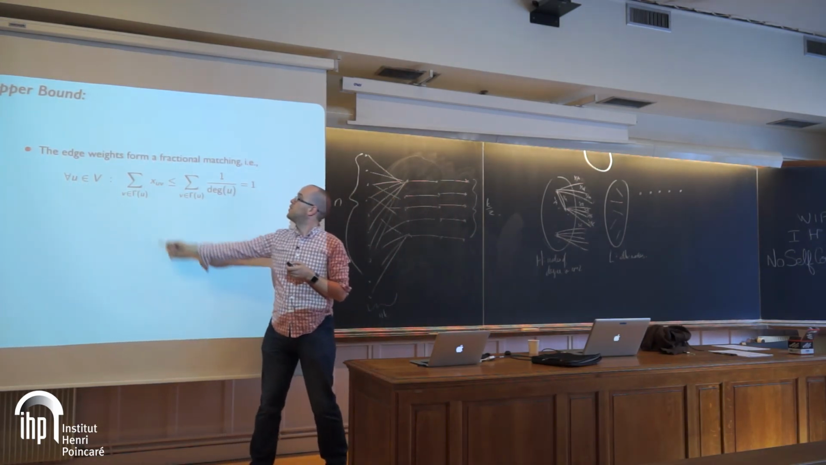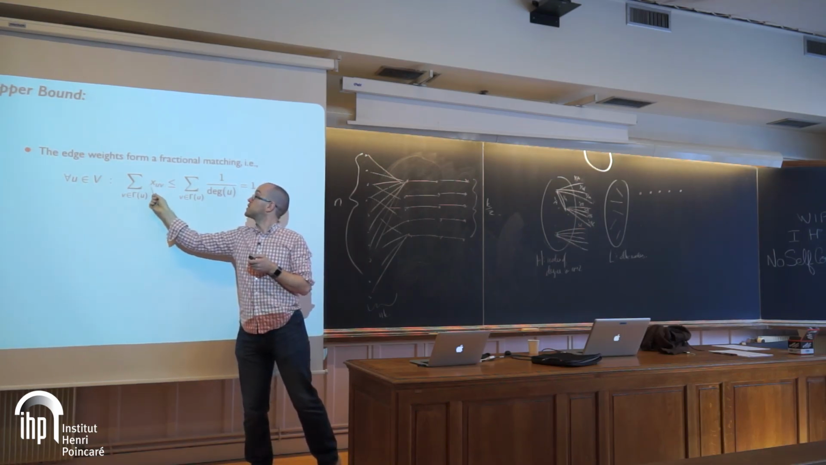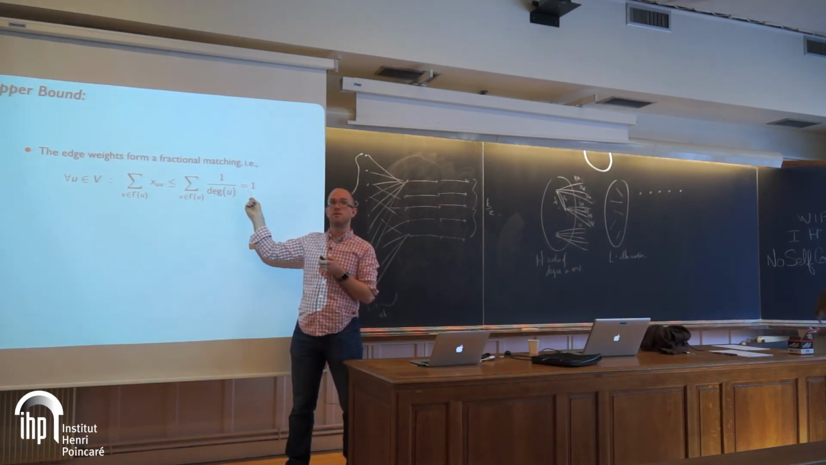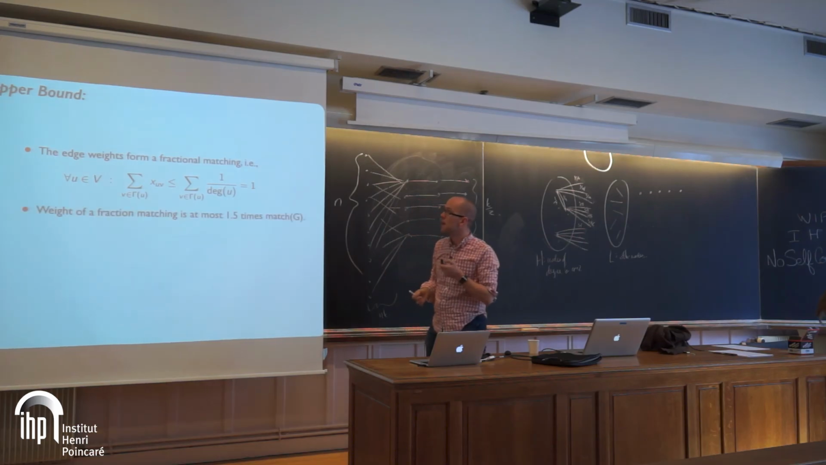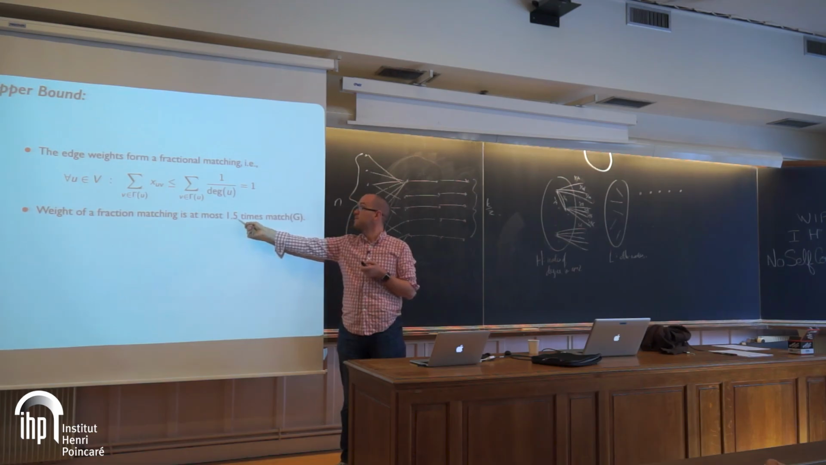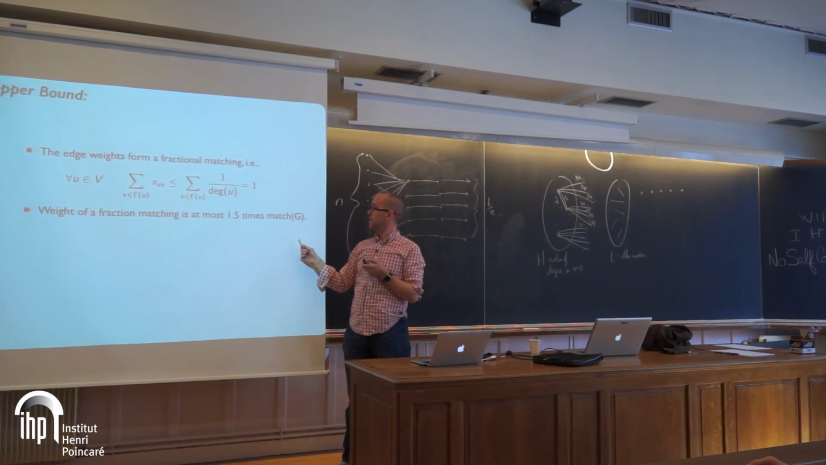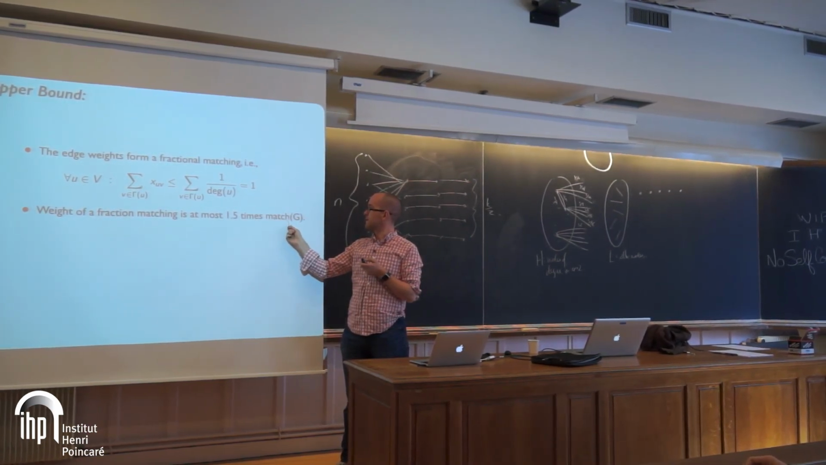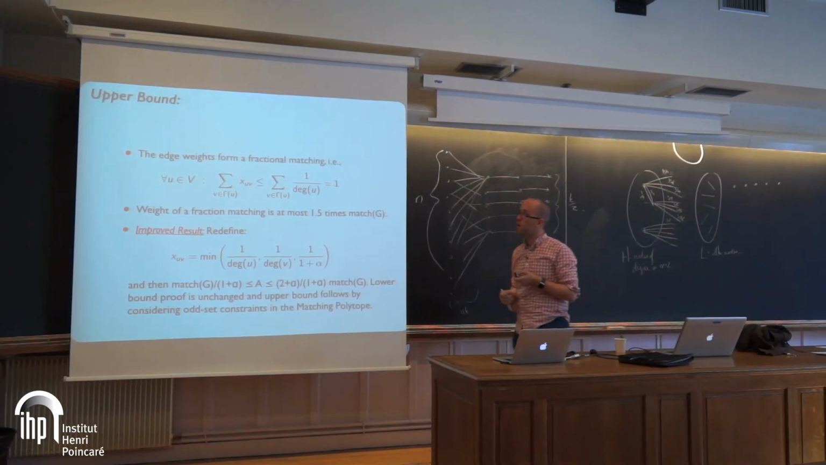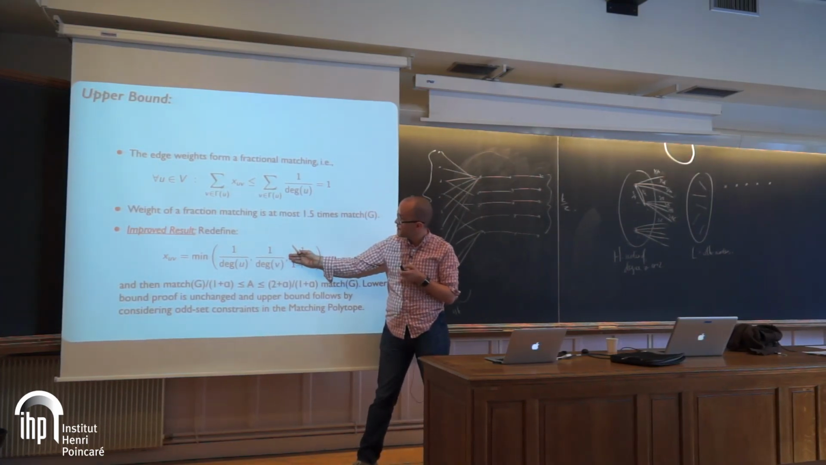Last observation, which maybe will not escape some of your notice, is that the weights I defined actually form a fractional matching. What I mean by this is, for every node u, if you sum up the weights of edges incident to u, you get something that's less or equal to 1. So this is what's called a fractional matching. And it's possible to prove that the weight of the best fractional matching is at most 1.5 times the matching of G.